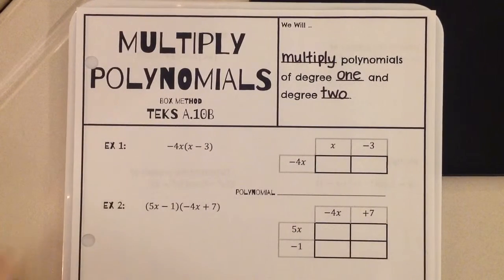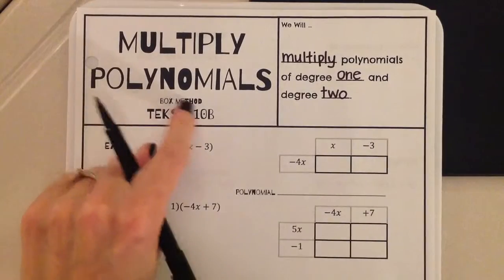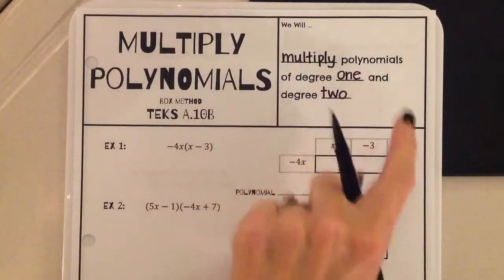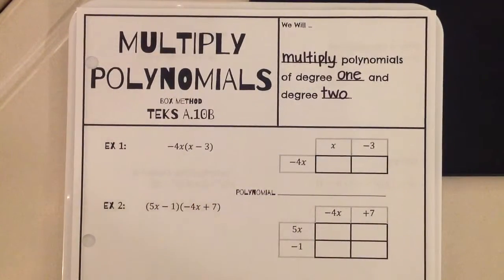Okay, in this lesson we're going to talk about multiplying polynomials, and we're going to use the box method to do so. We are going to be multiplying polynomials of degree 1 and degree 2. So we're just going to get right into the examples.